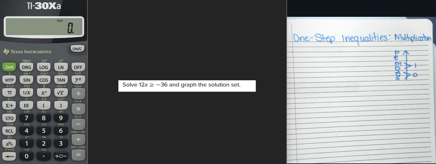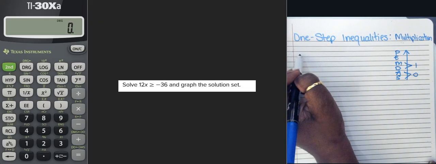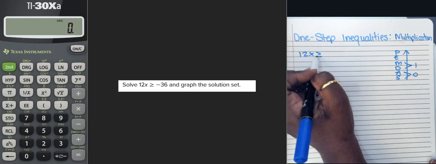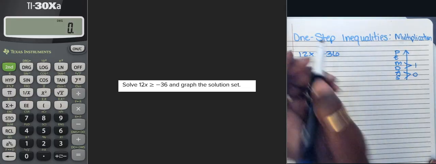All right, so we have another example where we're going to use what we know about one-step inequalities, and this is a multiplication problem. So what we need to do is solve 12x greater than or equal to negative 36, and we're going to graph the solution set. I'm going to first start off by writing my problem out. So 12x is greater than or equal to negative 36.